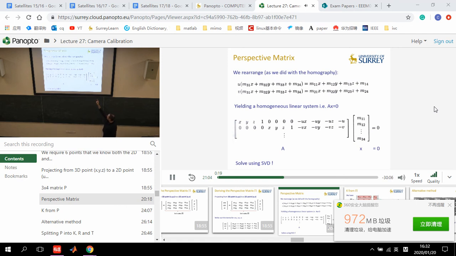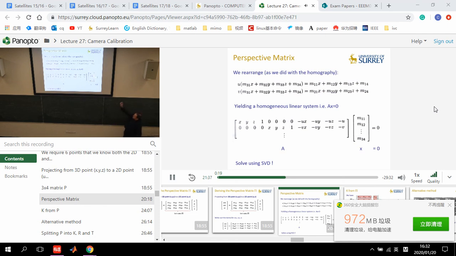So we're going to have m11x plus m12y plus m13z plus m14 minus m31ux, and so on. Okay. So what we're going to do then is form one of these homogeneous linear systems again, where we have a big design matrix A, x are our unknowns we want to solve for, equals 0 in this case. And we're going to look at the coefficients on m11, m12, all the way through to m34, and populate that design matrix with those coefficients.